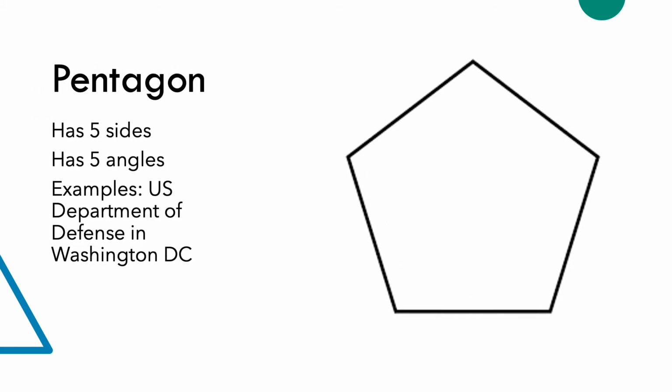Let's get into some more unique shapes, beginning with the pentagon. Pentagons have 5 sides, which means it also has 5 angles. A good example of a pentagon in real life is the U.S. Department of Defense in Washington, D.C.